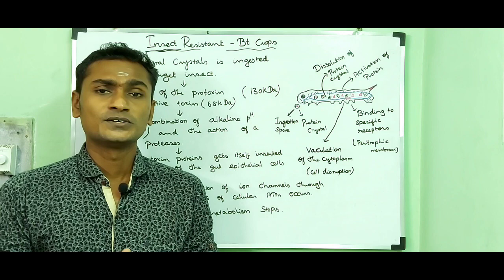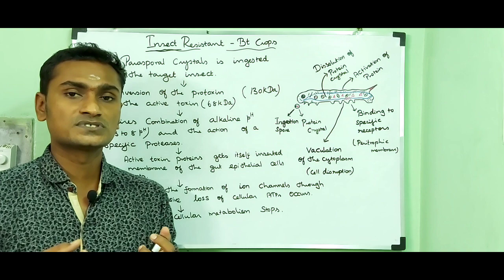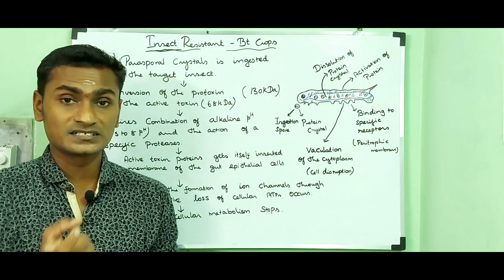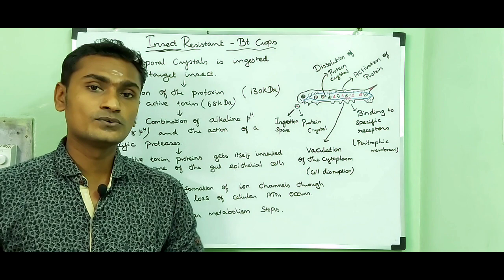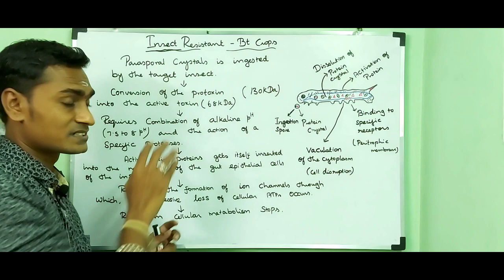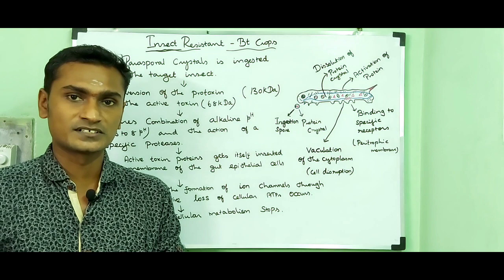You may have a question. Sir, if we consume BT brinjal, it contains the toxic protein parasporal crystals. Suppose we consume this BT brinjal, will it affect our stomach or gut and lead to death? It is not like that, because this parasporal crystal requires two conditions: a combination of alkaline pH and a specific protease. Actually, the human and animal digestive system is acidic in nature, not alkaline. That is why these parasporal crystals are not able to become active protein. So it won't affect human beings and animals.